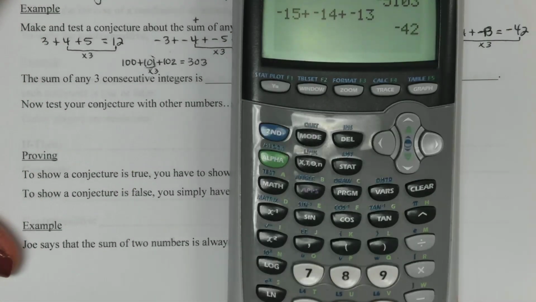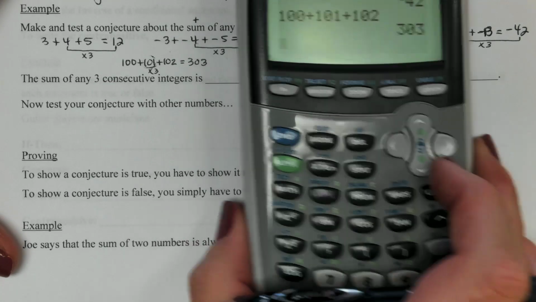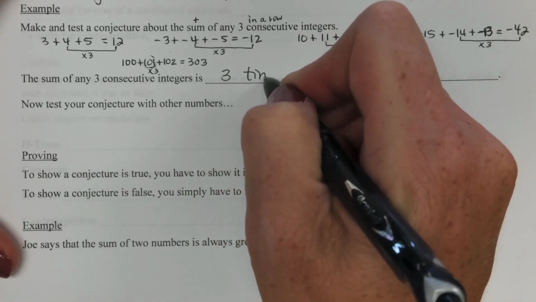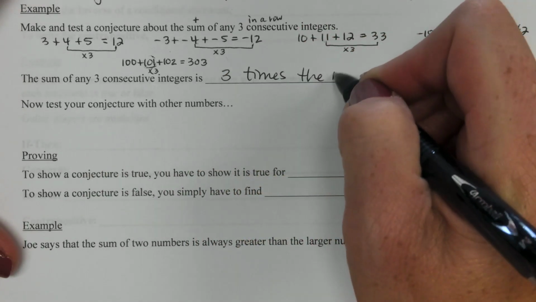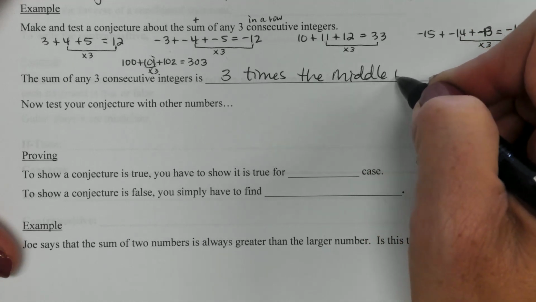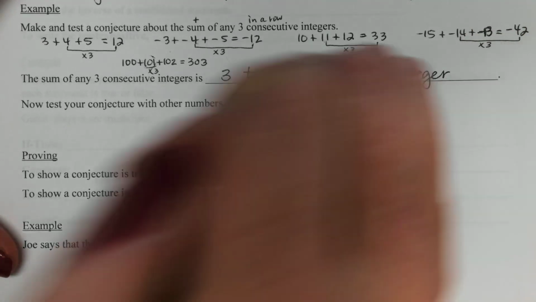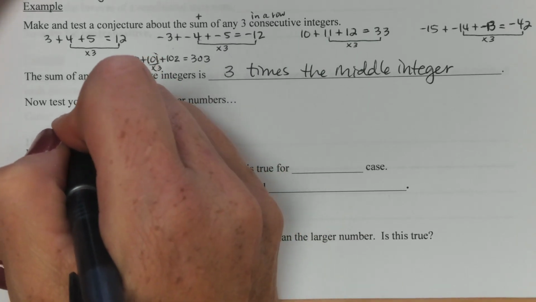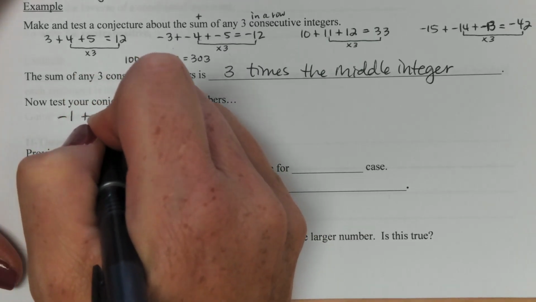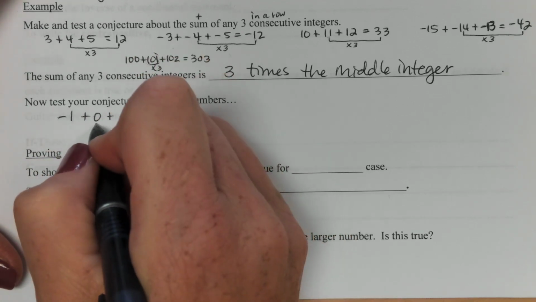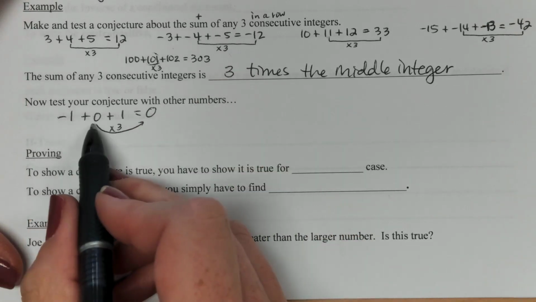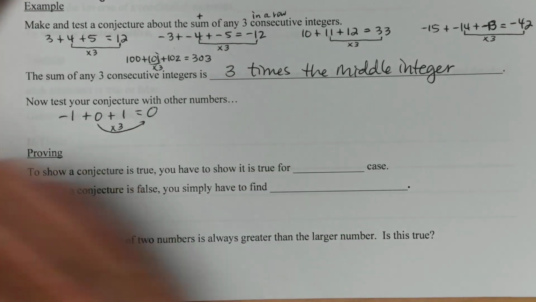So let's add them up real quick. 100, 101, and 102. 303. So it looks like the sum of any 3 consecutive integers is 3 times the middle integer. And then test it with some other numbers. One number you always want to pick is 0. So let's get maybe negative 1 and 0 and 1. So 0 times 3 would still be 0. And negative 1 plus 0 plus positive 1 is still 0.